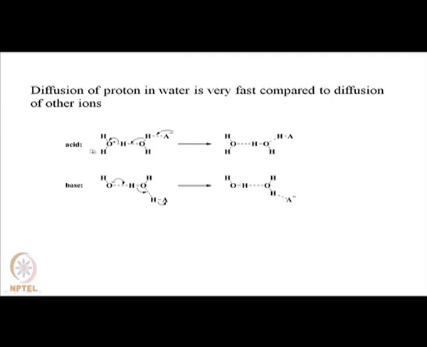This is for an acid, and for a base, you see that OH minus is snatching this proton, and effectively as if this proton has been snatched through this water hydrogen bonding. That is why this is very fast, and since the proton is the lightest entity, it does not take that much time to diffuse from one place to another.